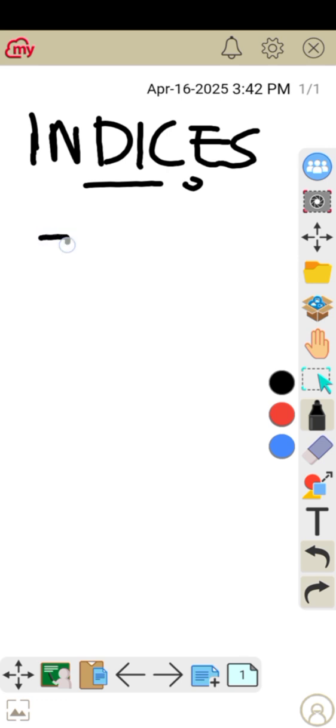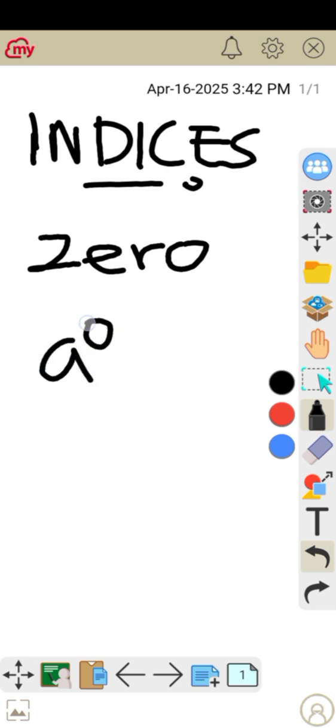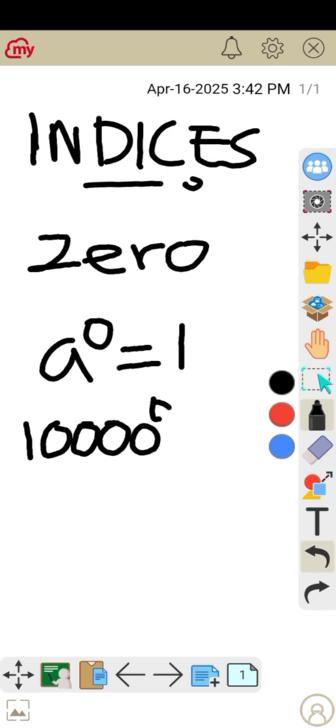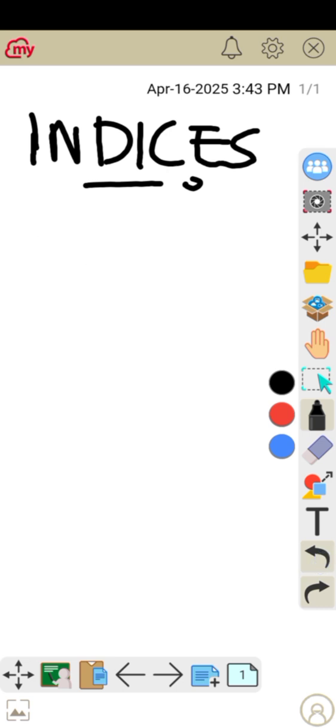which is known as zero law. Now, this zero law simply implies any number, any figure, any alphabet raised to the power of 0 is equal to 1. So even if it is 20 billion raised to the power of 0 is equal to 1. Whatever number that is raised to 0 is equal to 1. This is the third law of indices, which is known as your zero law.